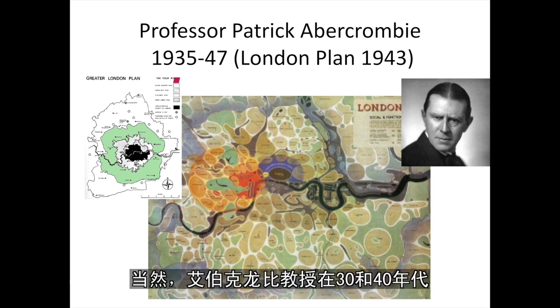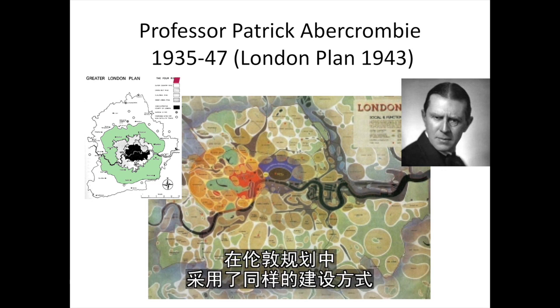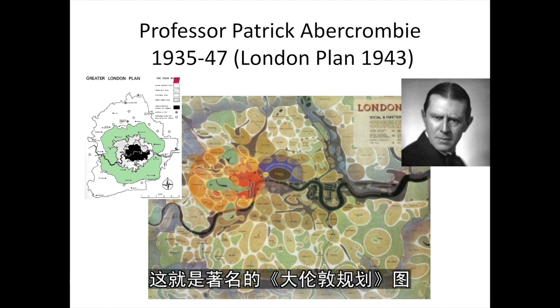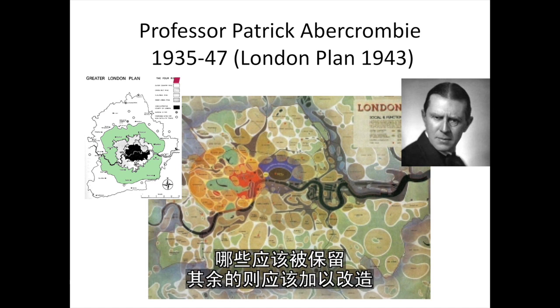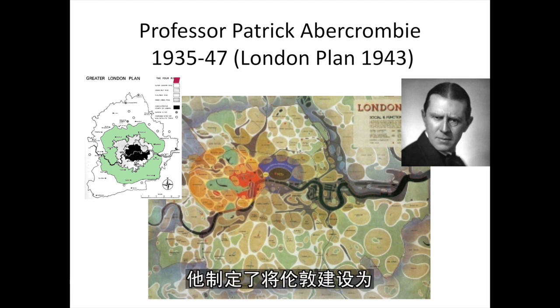Professor Abercrombie, in the 1930s and 40s, of course, had constructed the same for the London Plan. Here is a famous image of the London Plan in which he identifies the local parts of London, some of which should be preserved, others should be renewed. And he put in place a plan for constructing London as a single major urban metropolis.